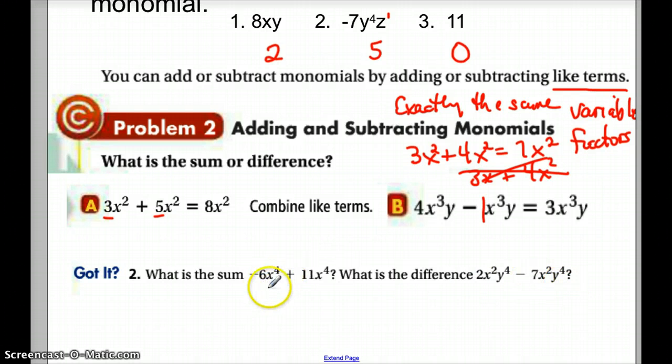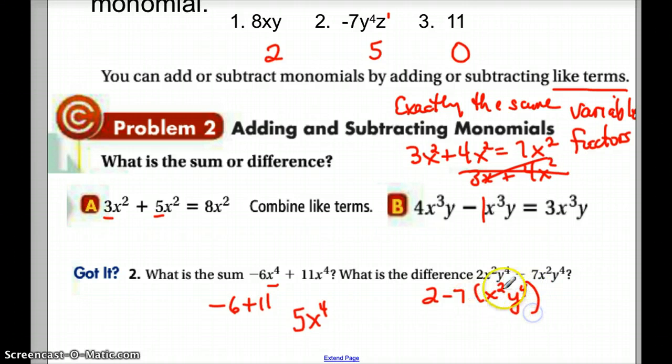What you'll notice is that in both cases the variable factors are exactly the same. This is x to the fourth and this is x to the fourth. And over in this one, we have x squared y to the fourth and x squared y to the fourth. So all you need to do is to combine the coefficients. So you can combine negative 6 plus 11 and get a positive 5. And that's how much x to the fourth you have. And here, since you're subtracting, it's like you're saying 2 minus 7 of this particular variable group or monomial. So it's 2 minus 7x squared y to the fourth, which would make it a negative 5x squared y to the fourth. Okay, so that's how we add and subtract monomials.